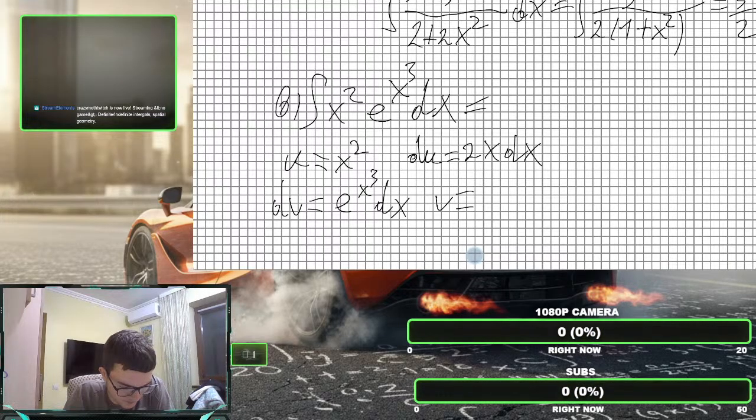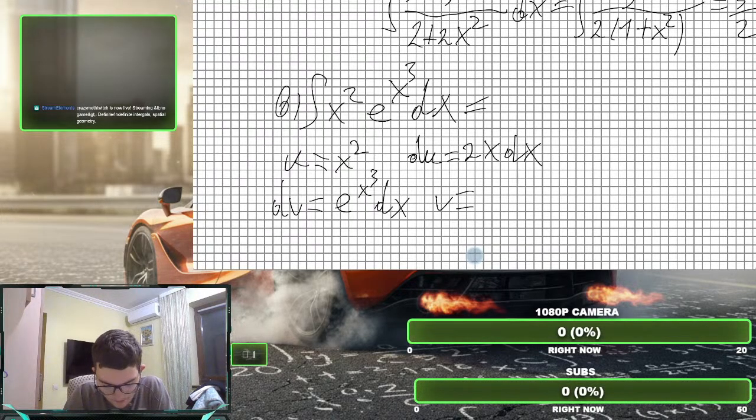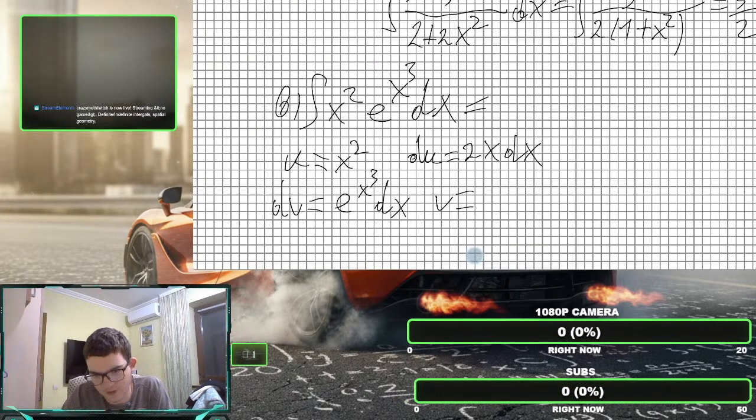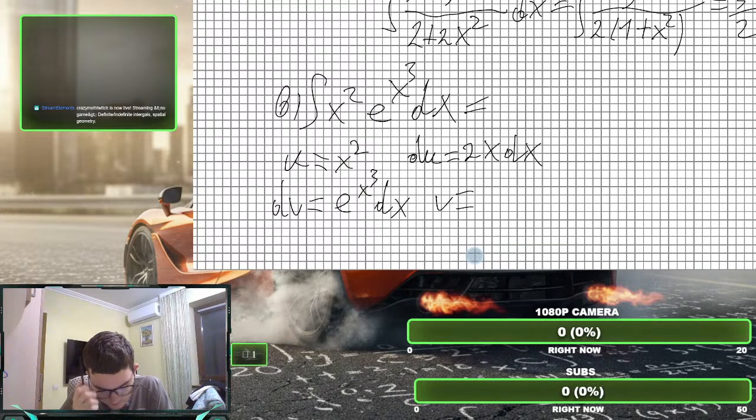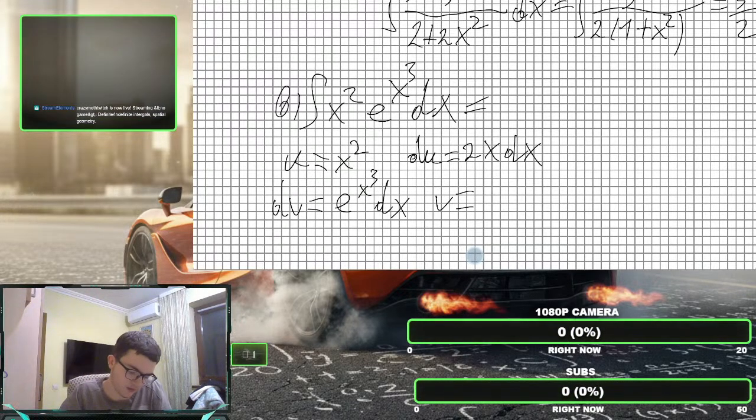Well, Gemini thought that it's just e to the power of x, but it's actually e to the power of x to the power of 3. So I have to clarify that. I'm going to do that.